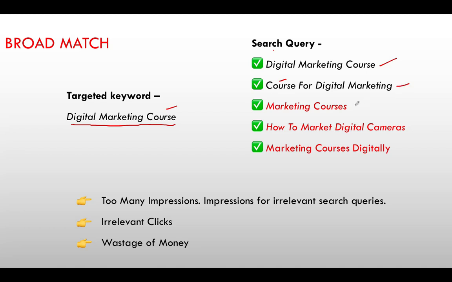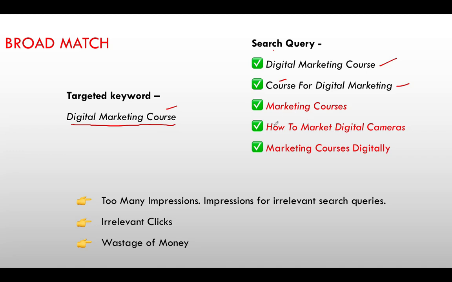But now there's another user who is searching for marketing courses. Marketing courses is a very broad term, and if you are a digital marketing institute, this term becomes irrelevant for you, because you are selling a subset of marketing courses, which is only digital marketing courses. In this case, you don't want your ad to get triggered for search queries like marketing courses, but still Google will show your ad. Why? Because marketing matches with marketing, and courses matches with course.